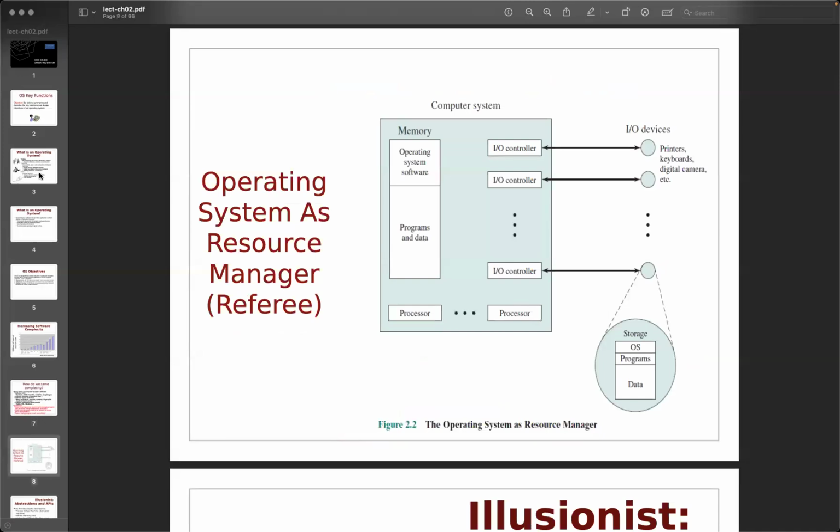Okay. Right here, as an operating system, we act as a resource manager. You see we have the computer system inside. We have the memory, and then we have different I/O controllers and the processor. Those I/O controllers connect to the I/O devices, like printer, keyboard, maybe a camera like a webcam, all of these are possible. We also have storage connected. So the OS manages all these resources of the computer.